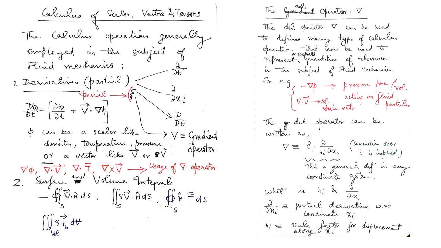So if you take any one of them and simply write it as xi, then del xi is the partial derivative with respect to coordinate xi, or the ith direction coordinate. Okay. Now what is hi? Let us try to understand this in some depth. Hi is simply a scale factor. What is the scale factor doing? Scale factor is for displacement along xi. What do we mean by displacement along xi? Let me move to the next slide and we'll begin understanding all this.